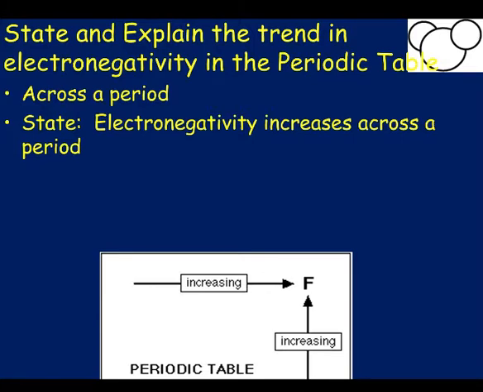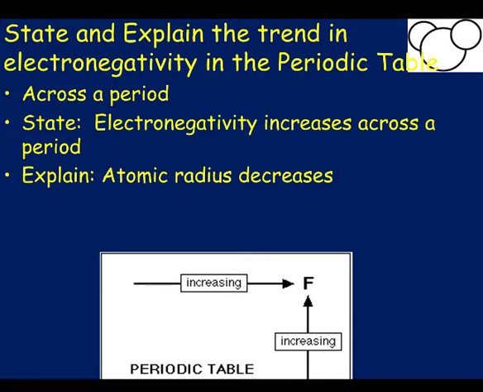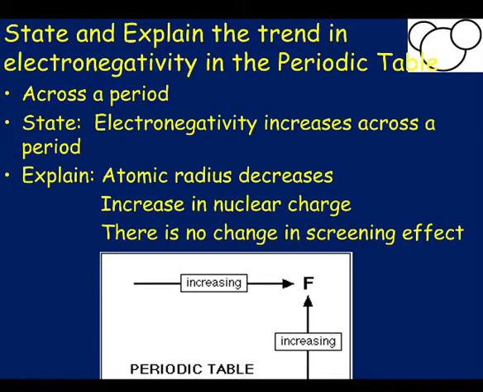The explain part now is, we did it for ionization energy, exact same three things. So what's happening across the period? Our atomic radius is decreasing, there's an increase in the nuclear charge, and there's no change in screening effect. And again, you give all three parts, you don't know what the mark scheme is going to be like, and we've seen this before for ionization energy. This is the exact same explanation as for ionization energy, and ionization energy also increases across a period. So if you can remember one, you can remember the other.